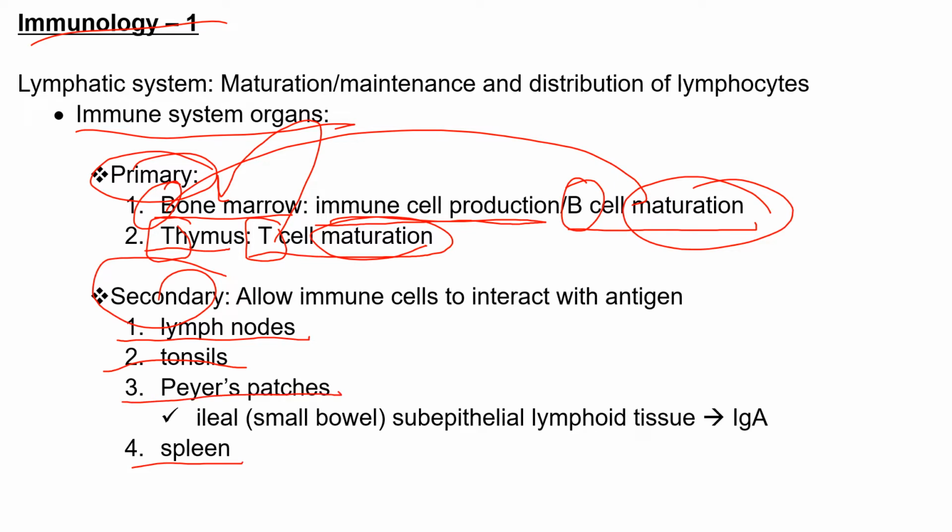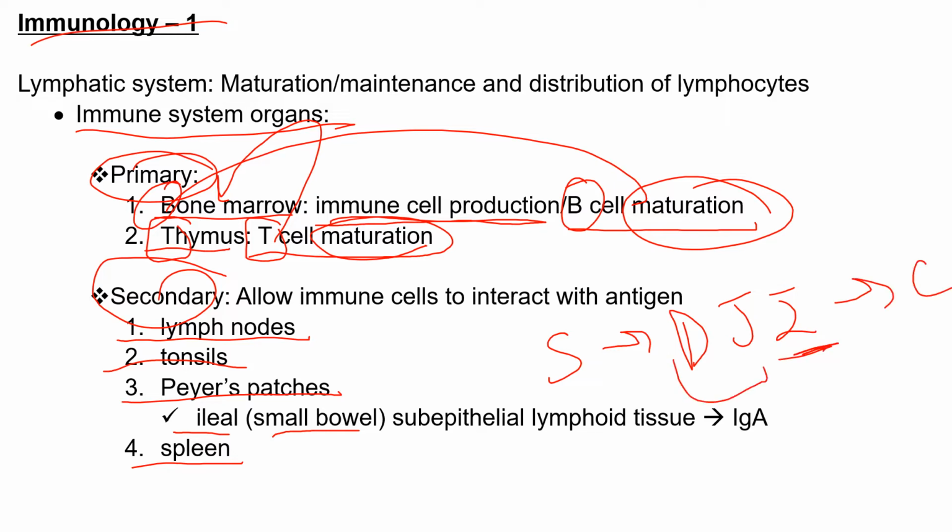Peyer's patches are found in the small bowel part called ileum. Let me remind you what the small bowel is like. We have a stomach, then you have duodenum, then jejunum, then ileum, then colon. So ileum comes after DJ, DJI, DJ whose name is I. So ileum is the last part of the small bowel.